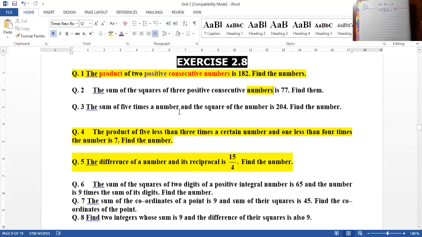Now the condition says, and I am focusing more on the condition, on how to actually form the equation: the sum of 5 times a number, which is 5x, and the square of the number. The square of the number will be x square. So this is equal to 204.